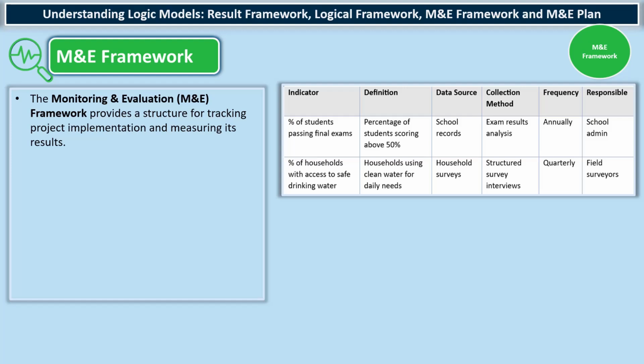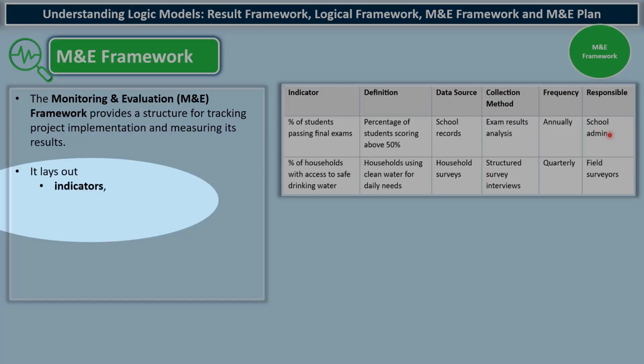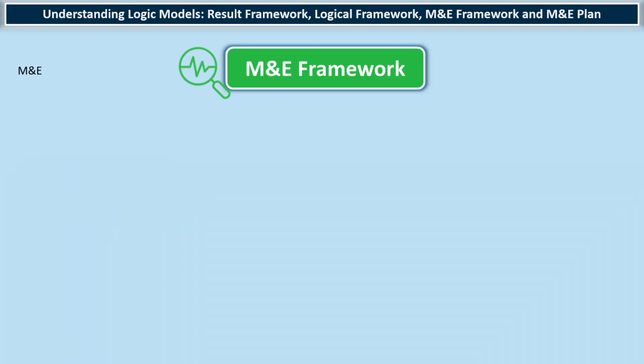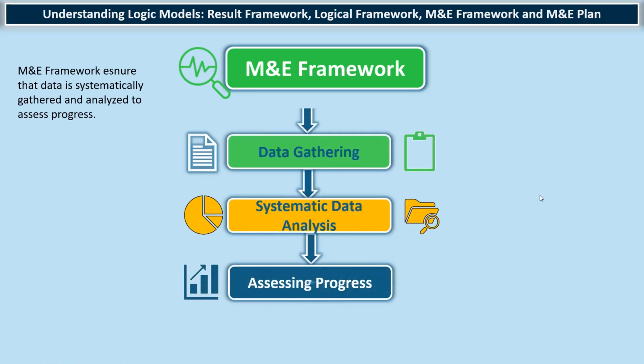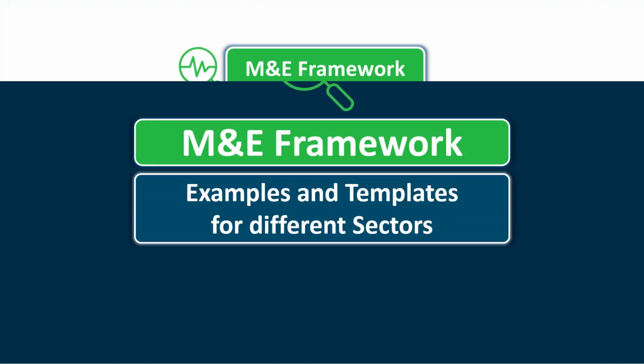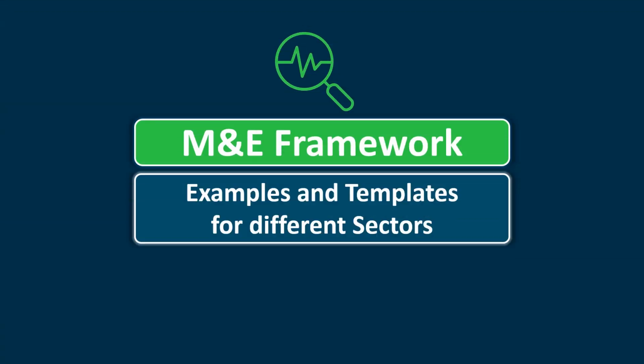When you develop a result framework, the M&E framework will ensure that all those indicators are properly defined, with their data source, how data will be collected, what the frequency of data collection is, and who is responsible. Indicators, data sources, data collection method, and responsibilities. The M&E framework basically ensures that data is systematically gathered and analyzed to assess progress. Let's discuss examples and templates for different sectors.